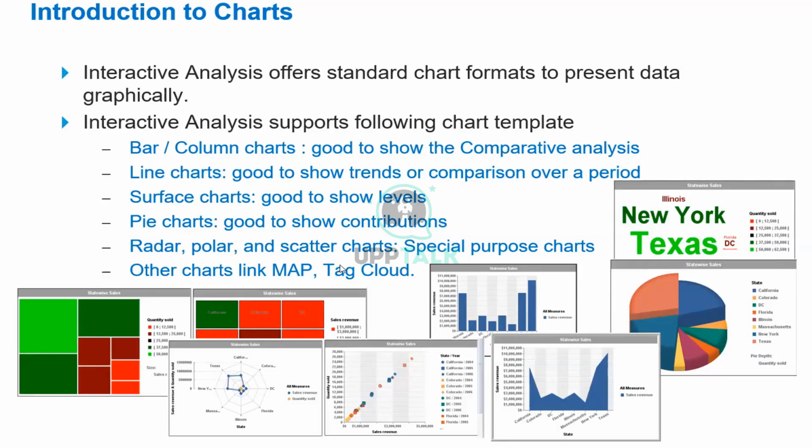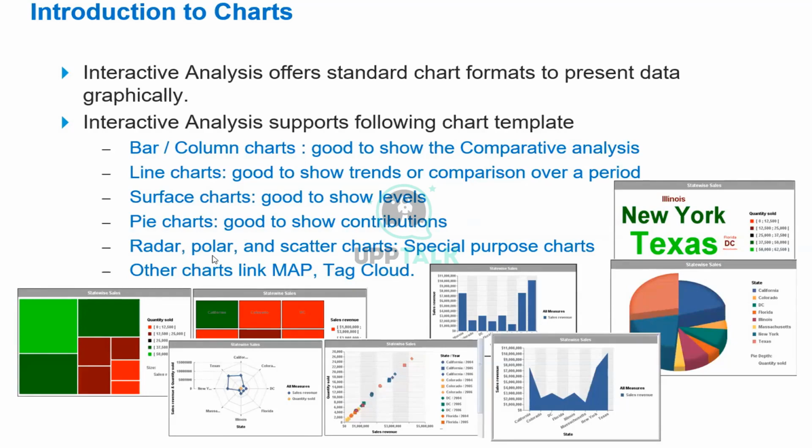Surface charts are good to show levels. Pie charts are good to show contributions. If you only have one measure, then a pie chart is suitable. If you have one measure and you want to show the distribution over one dimension, then it is preferred to use a pie chart.